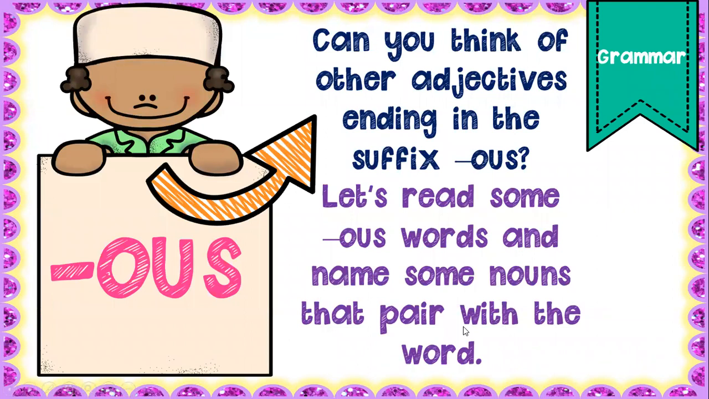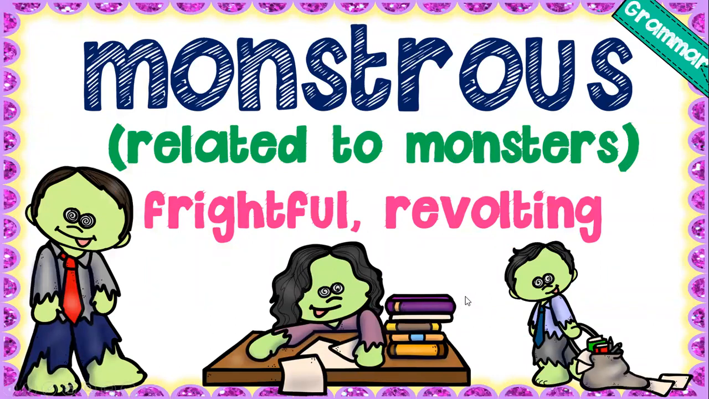Can you think of other adjectives with the suffix OUS? Let's read some OUS words and name some nouns that pair with the words. Monstrous. This is related to the word monster. So you think about a monster, and if you were describing a monster, monstrous would help the reader to see a frightful, revolting something, someone. So monstrous.